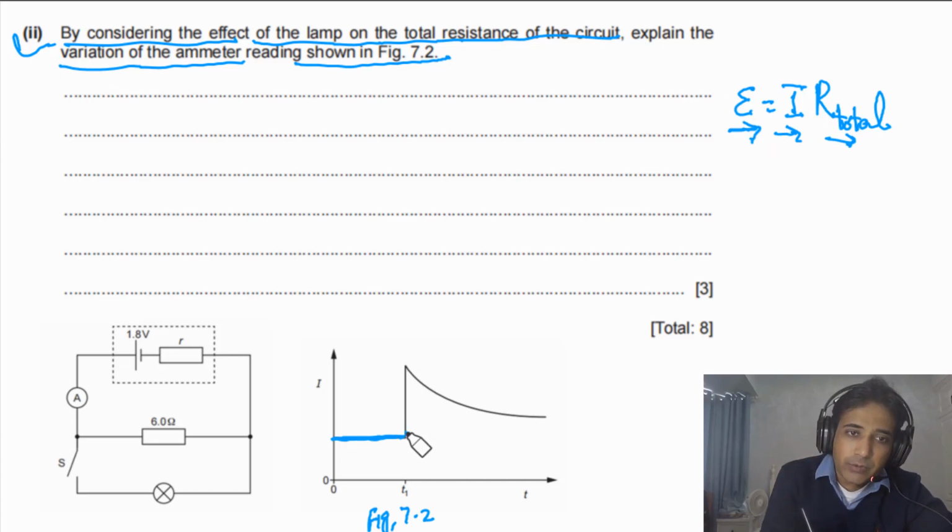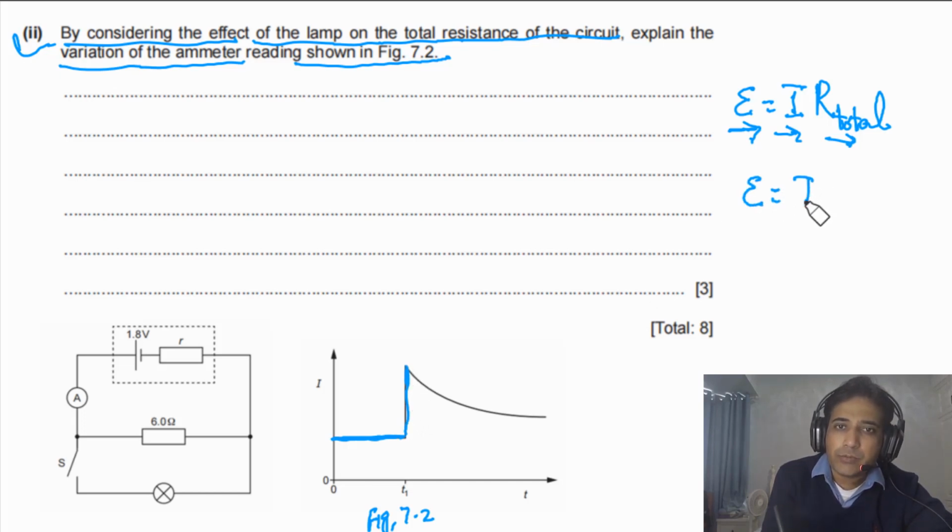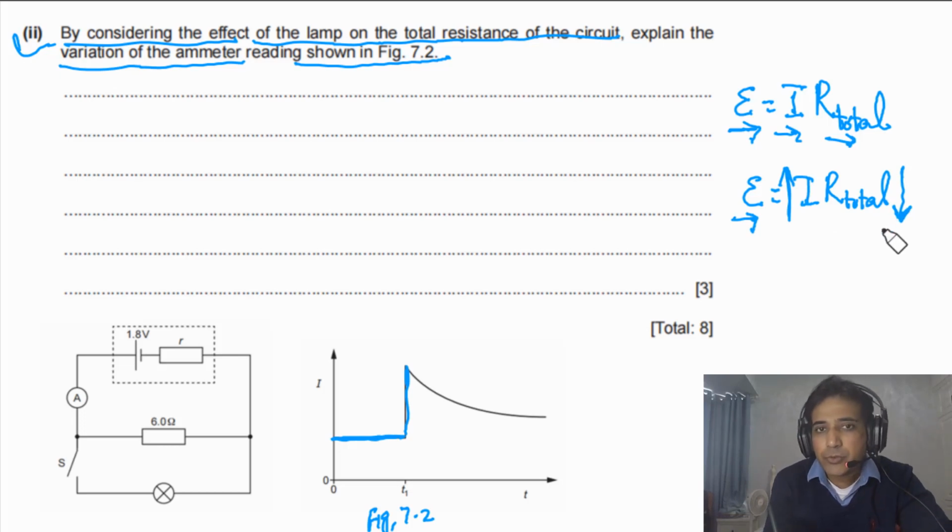At time t1 you can see the current increases. So what does it mean? Let me rewrite this one. Here we have I and here we have R total, meaning total resistance in the circuit. This value is constant. So if I increases, it means that resistance decreases. So this is the second point we can write down.